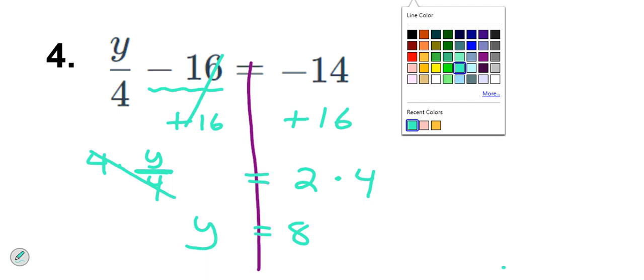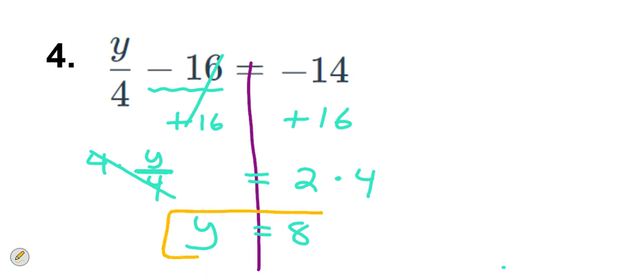Find a pretty color too. How about this? Oh, I'm not sure what that color is going to be. It's kind of like a harvest gold. I don't know. All right, I think we're done.